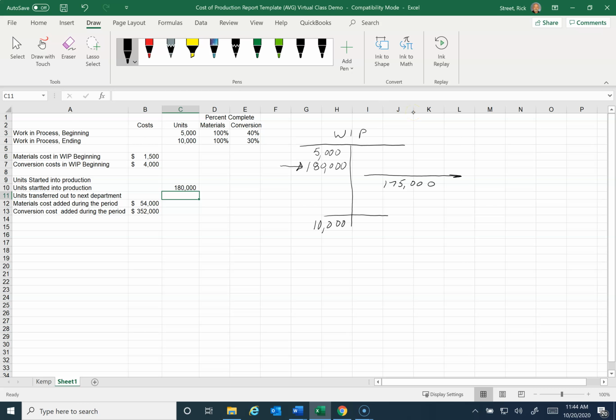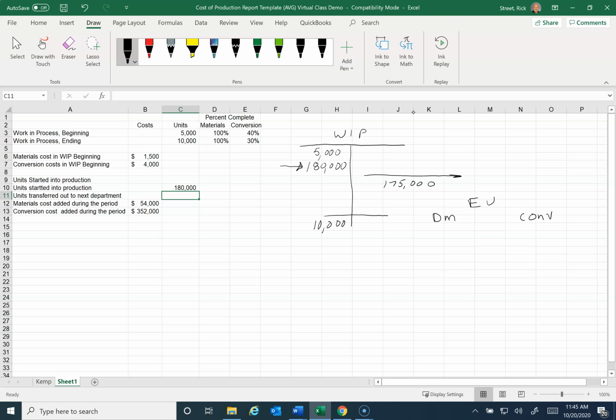Well, 175,000 went out, 10,000 remains in work in process. So the ending inventory units are in some state of incomplete. The 175,000 units are fully complete, 100%, as they pertain to, in this case, materials and conversion costs. And remember, our conversion cost is labor plus overhead. Okay, so the first thing we've got to do is calculate our equivalent units. I like to put down here direct materials and then put conversion costs here.